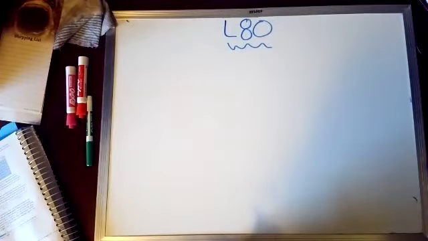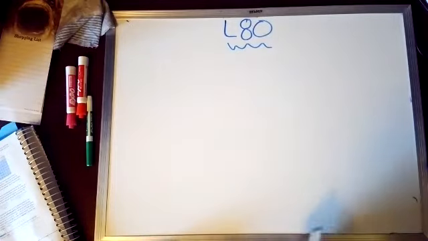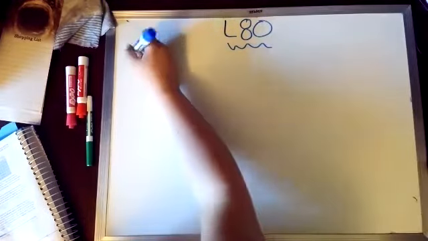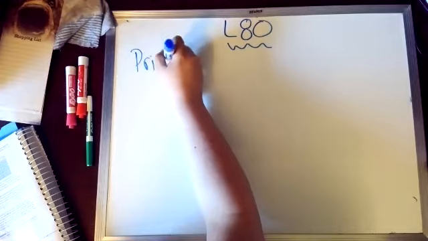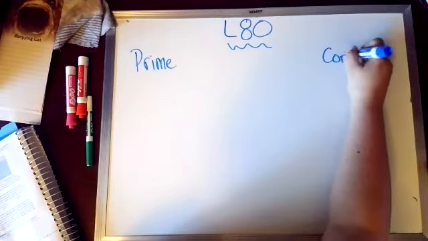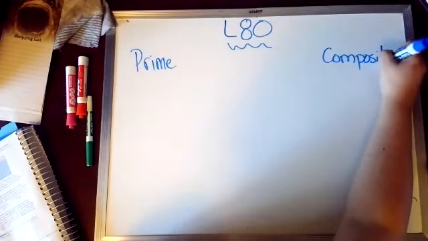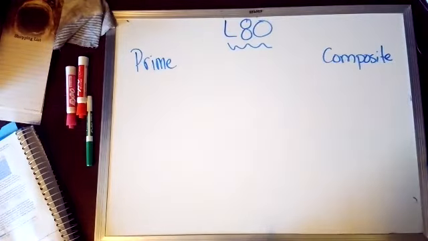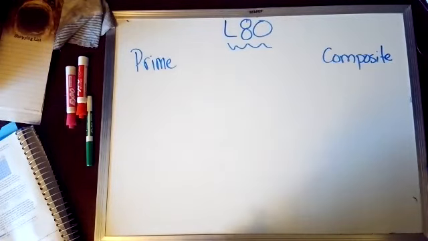This is lesson 80 for Saxon 5 Intermediate Math. What we're going to be looking at today is prime and composite numbers. So we have prime numbers and composite. Now we can find out whether a number is prime or composite depending on how many factor pairs it has.